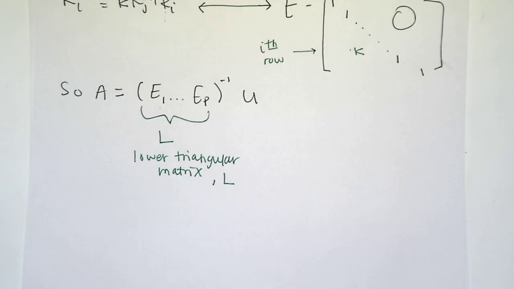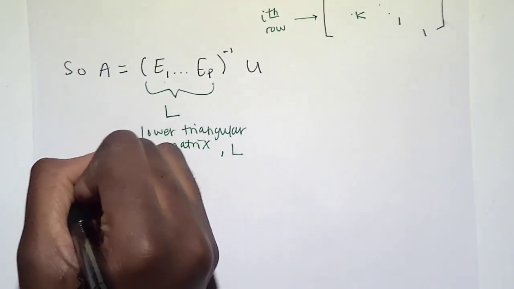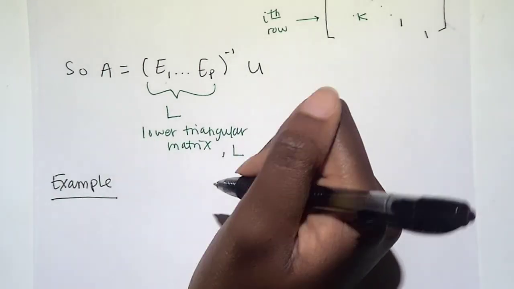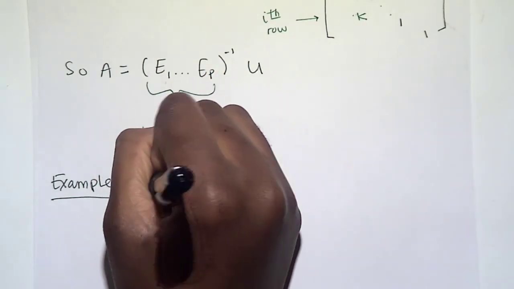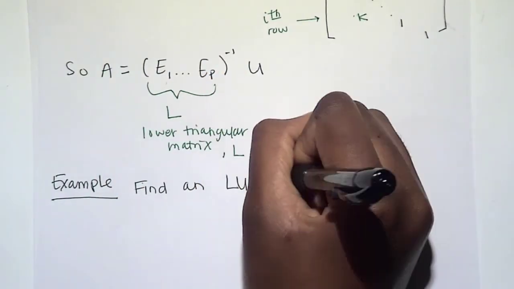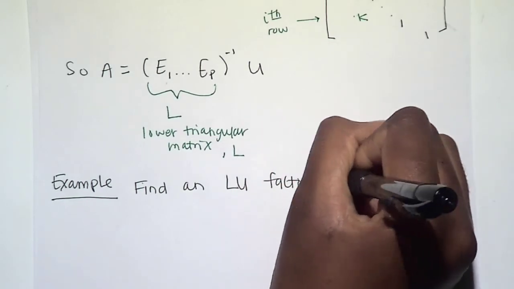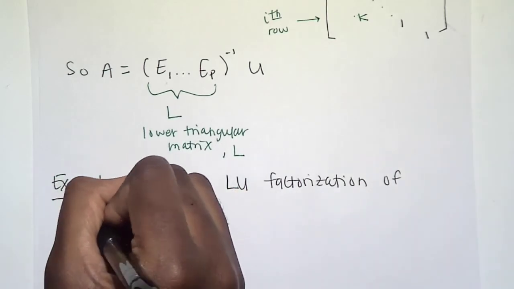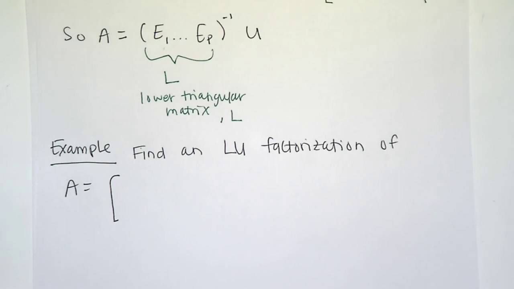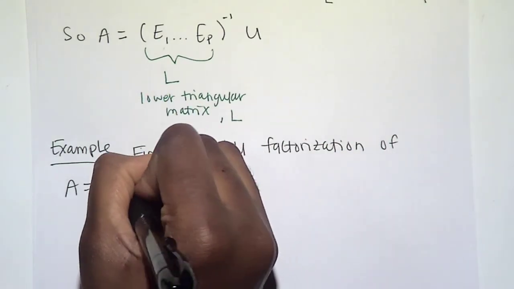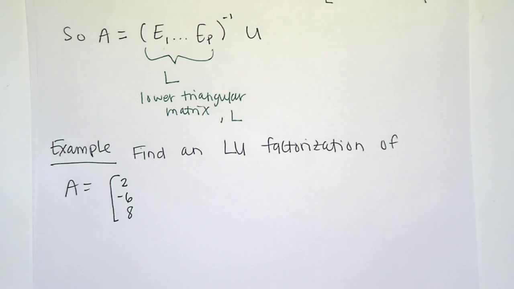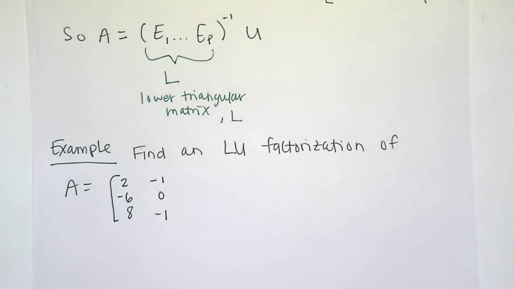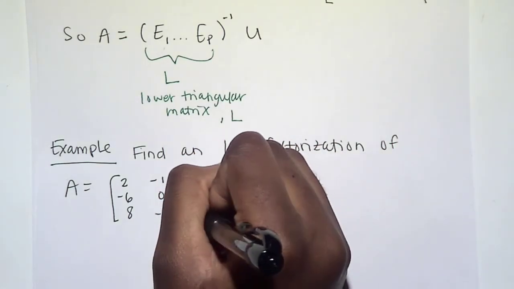All right, so let's do an example. We want to find an LU factorization of A, and let's just stick with the 3 by 3 matrix here. So down the columns we have 2, -6, 8, -1, 0, -1, 2, -2, 5.